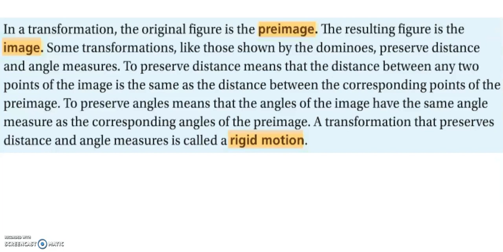To preserve distance means that the distance between any 2 points of the image is the same as the distance between the corresponding points of the preimage. To preserve angles means that the angles are all congruent to each other. A transformation that is said to preserve distance and angle measure is called rigid motion. So another way of saying rigid motion is that it preserves both size and shape.